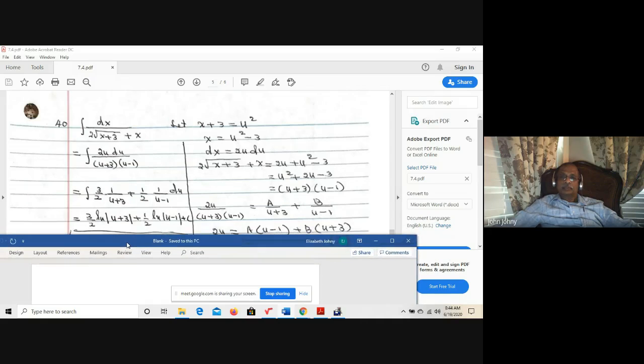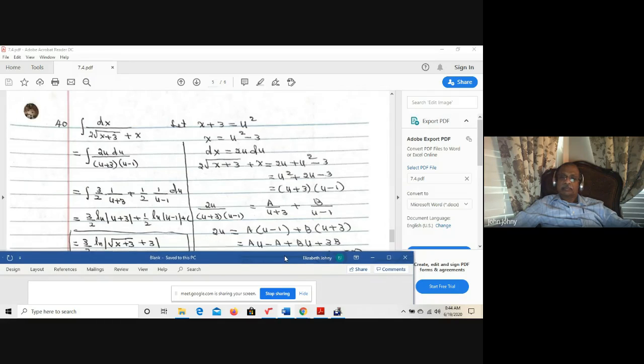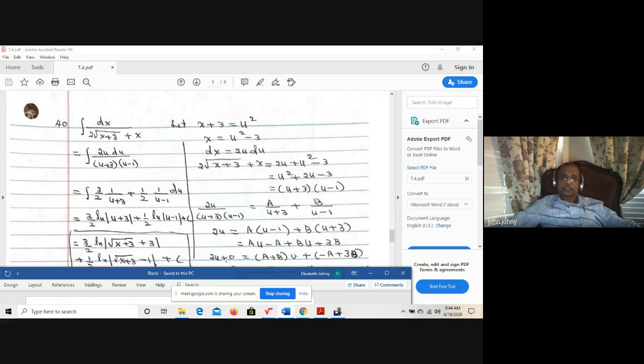Now you decompose that into partial fractions. 2u divided by (u plus 3)(u minus 1) is a divided by u plus 3 plus b divided by u minus 1. Multiply by the LCD, you get 2u is equal to a times (u minus 1) plus b times (u plus 3). Distribute: au plus bu minus a plus 3b. So that is 2u plus 0 is equal to (a plus b) times u plus (minus a plus 3b).